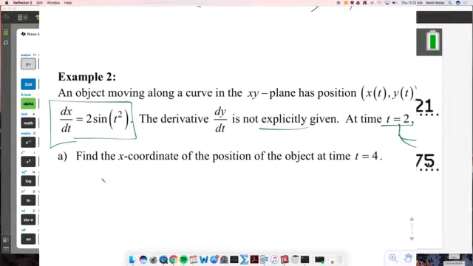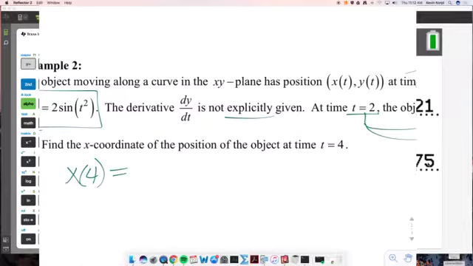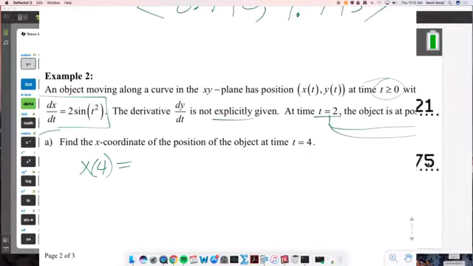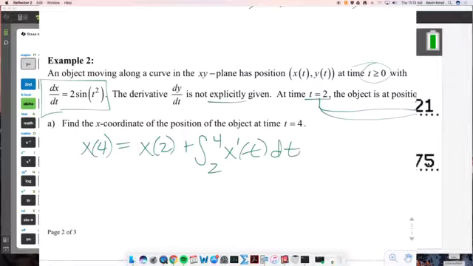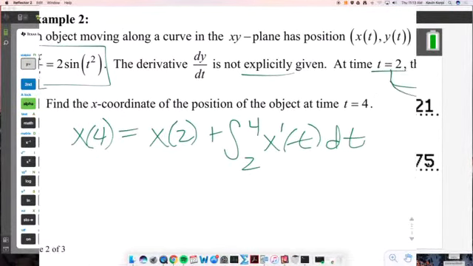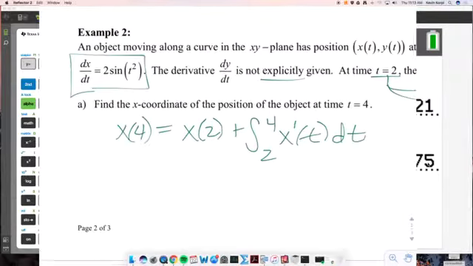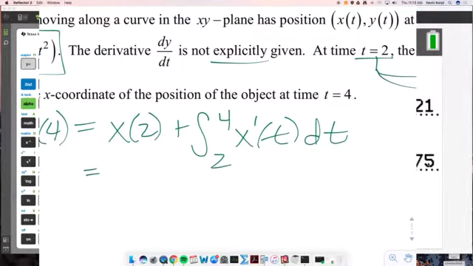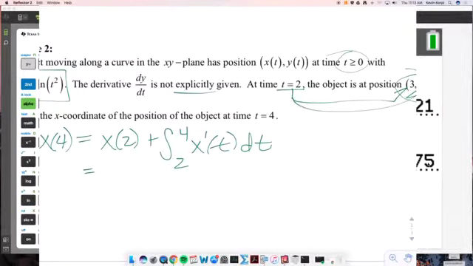So at 4, we'll just say x of 4. It's equal to, now I'll go ahead and write out the notation here. It's going to be our starting position, which is x of 2, plus the net accumulation from 2 to 4 of x prime of t dt. Are you all okay with that? Okay, good. So that would be all you'd have to write, believe it or not, if this were a calculator question. But is this a calculator question? No. So in order to help ourselves evaluate it by hand, let's go ahead and plug in the actual values.